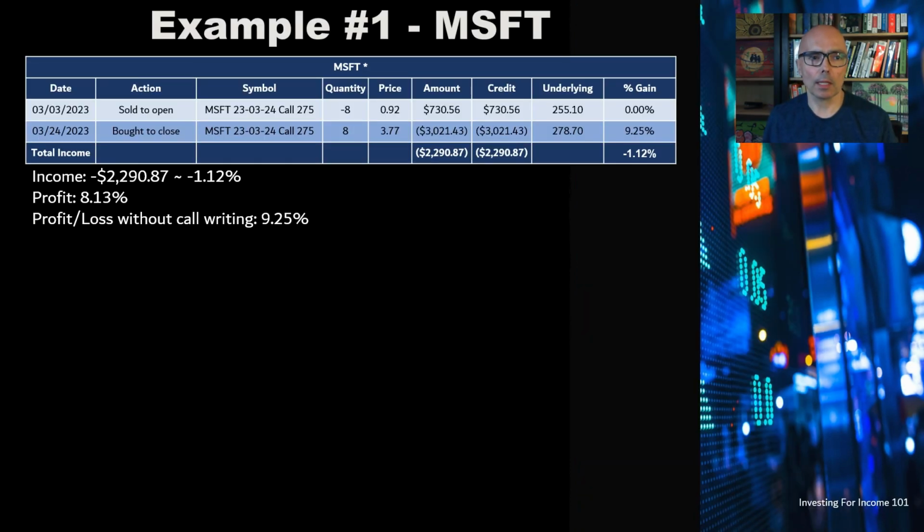In the previous class, I finished the class with showing you this trade, right? I sold open Microsoft on the 3rd of March and the strike price was 275. And I was hoping that the call would just expire worthless. At the time I entered the trade, Microsoft was trading around 255. The expiration date was 3 weeks away. So I did not expect Microsoft to go up more than 8%.